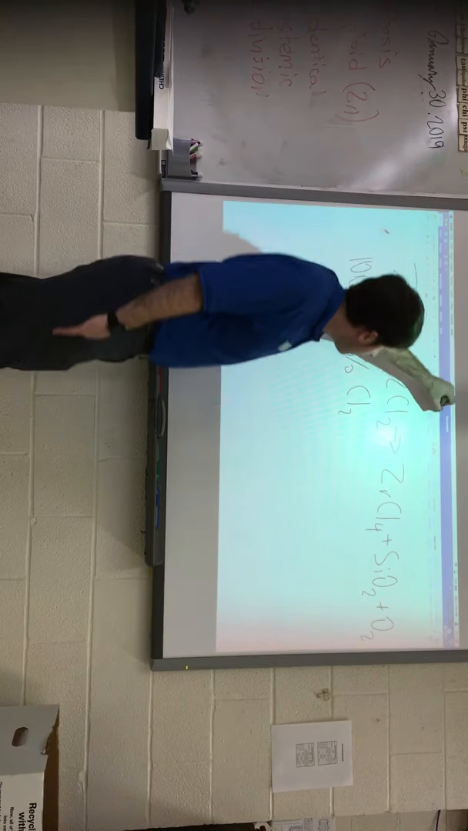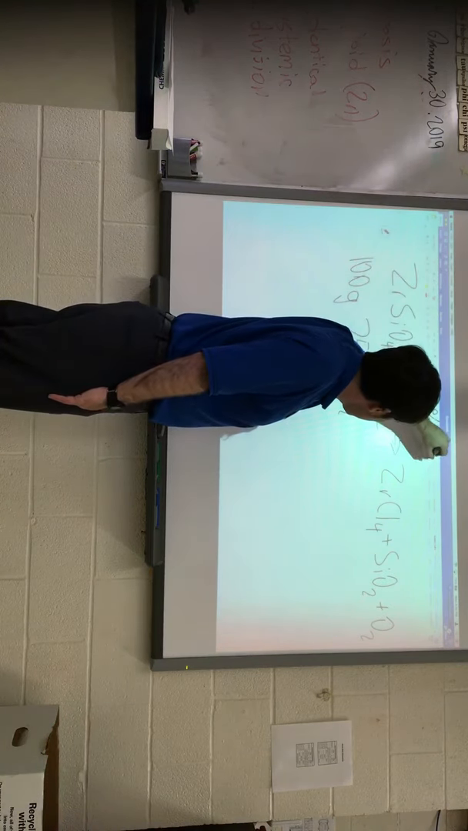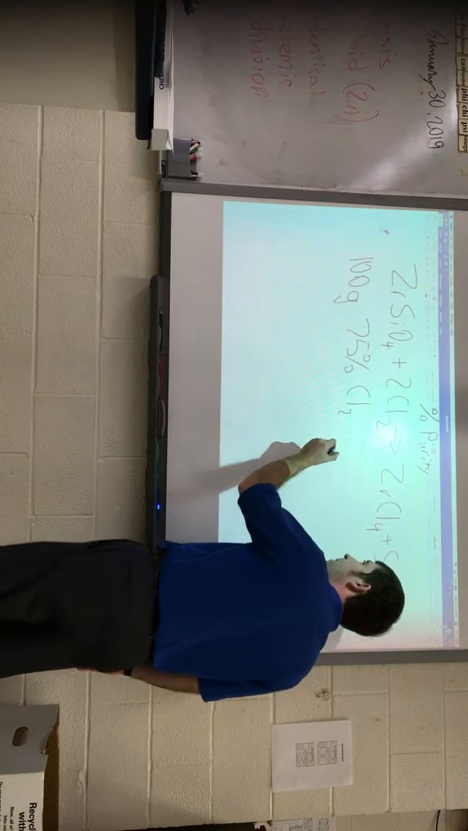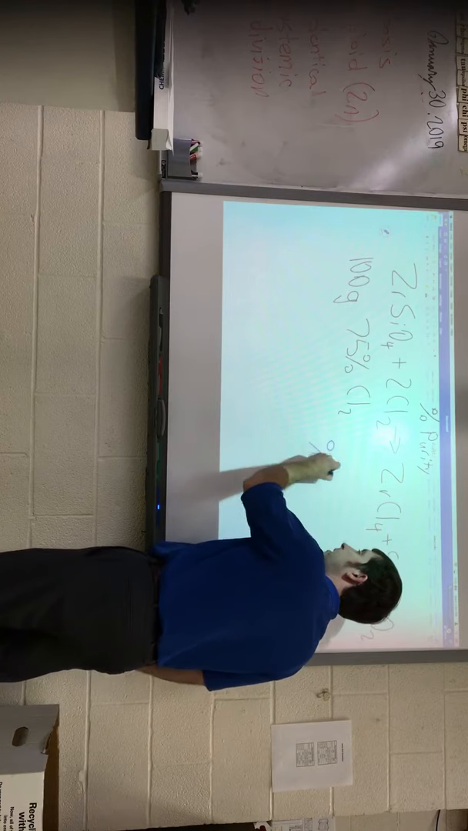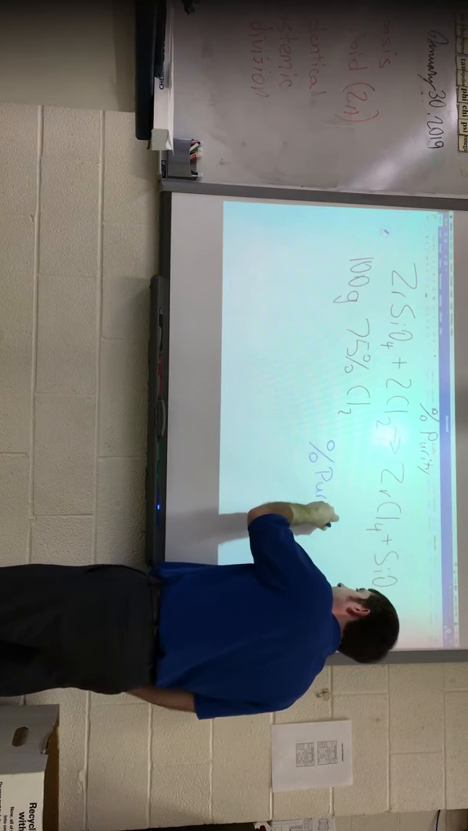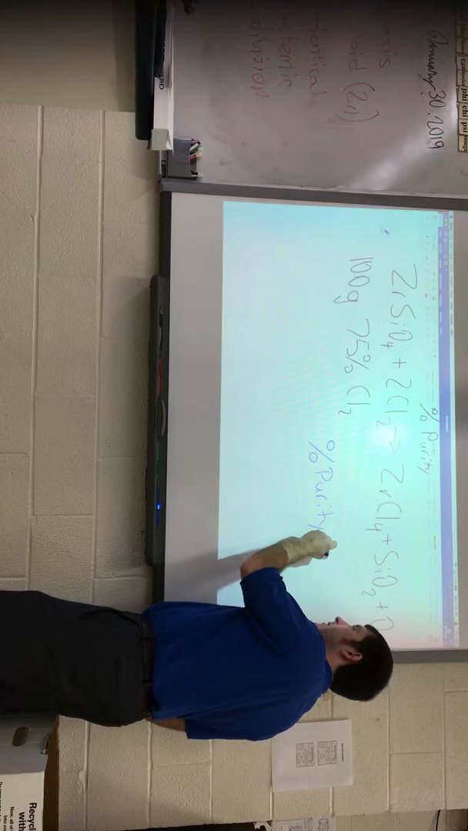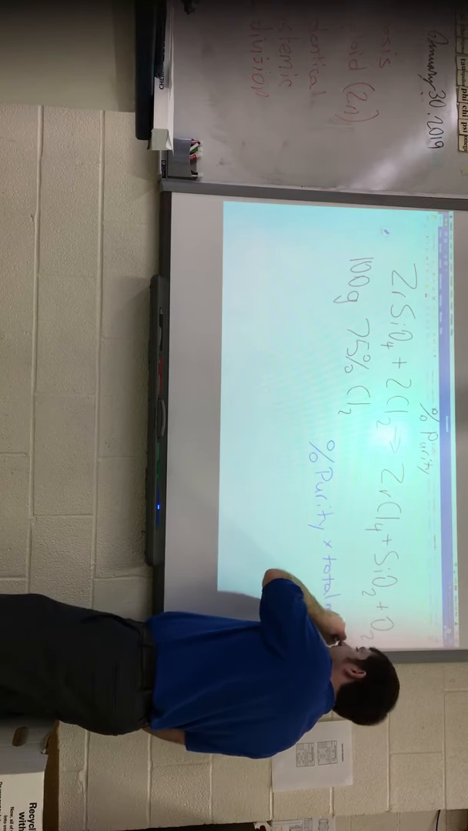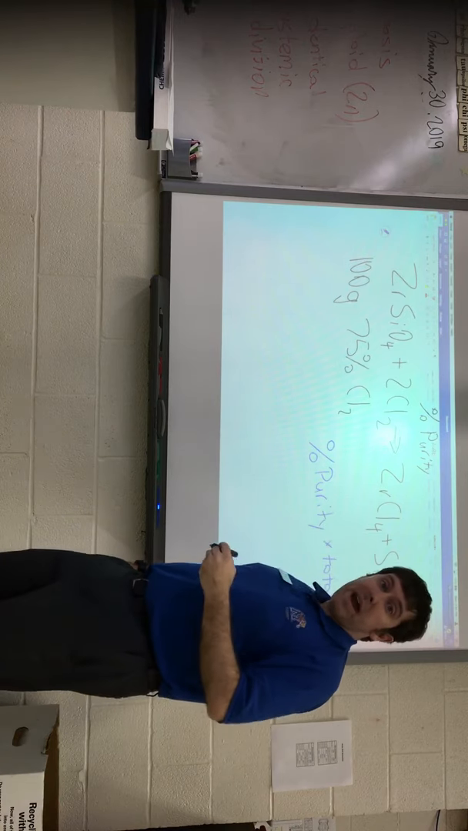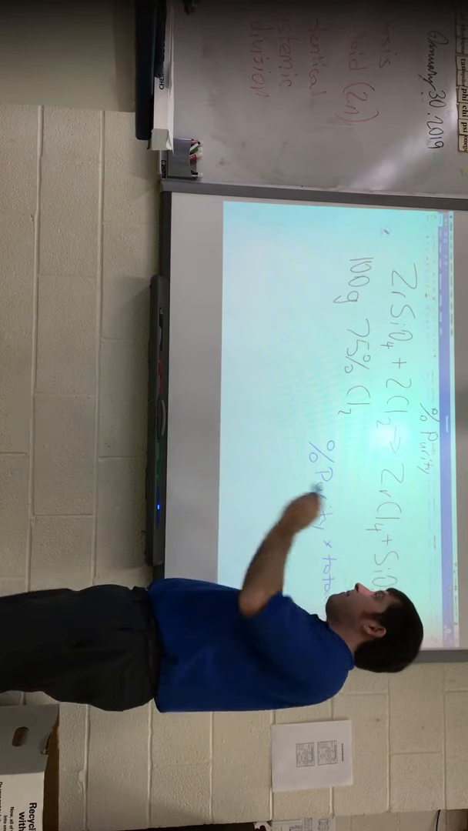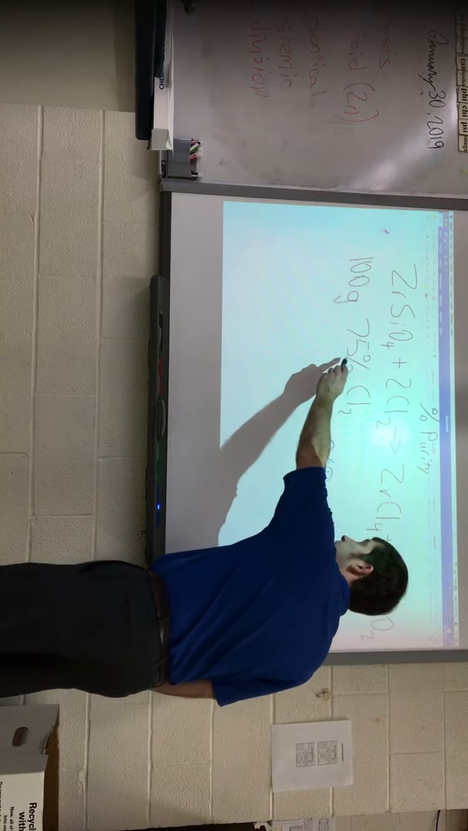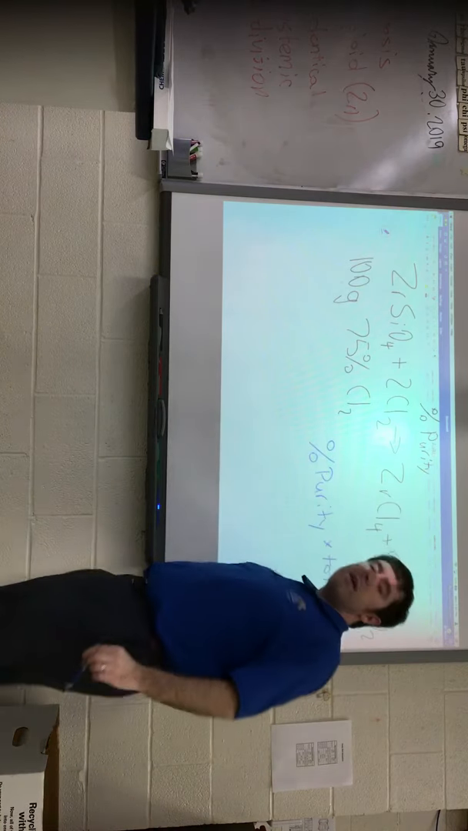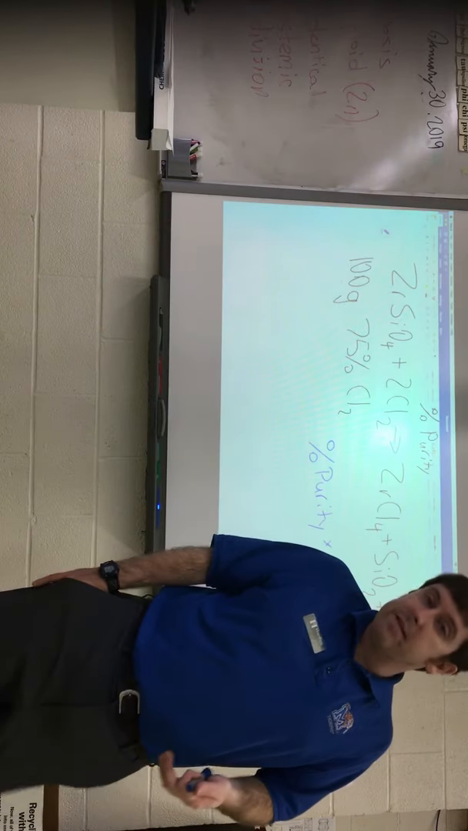Ladies and gentlemen, don't forget, this is percent purity. In percent purity problems, you take the percent purity times the total mass, and that gives you the pure mass. Say that again. Percent purity, whatever it is, in this case right here, times the total mass, which is right here, gives you the pure mass.